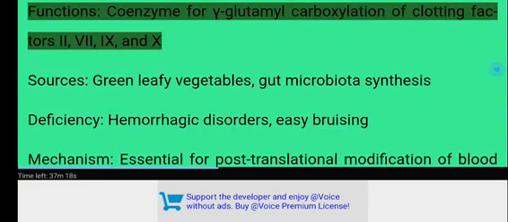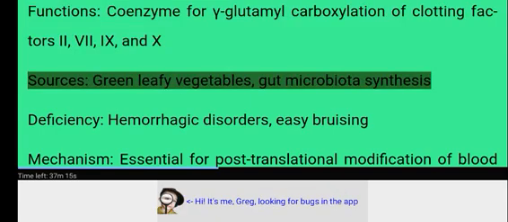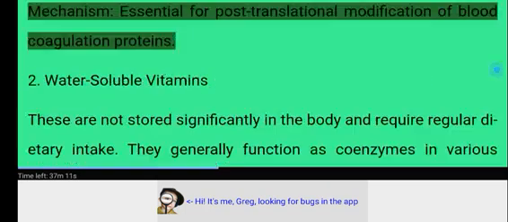Vitamin K: phylloquinone and menaquinone. Functions: coenzyme for gamma-glutamyl carboxylation of clotting factors II, VII, IX, and X. Sources: green leafy vegetables, gut microbiota synthesis. Deficiency: hemorrhagic disorders, easy bruising. Mechanism: essential for post-translational modification of blood coagulation proteins.